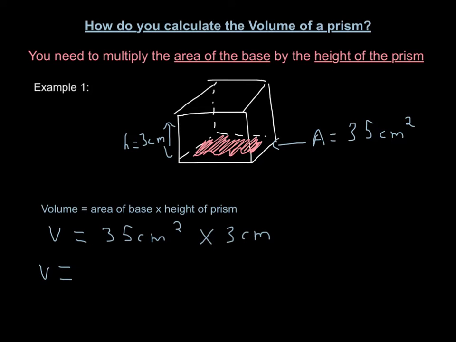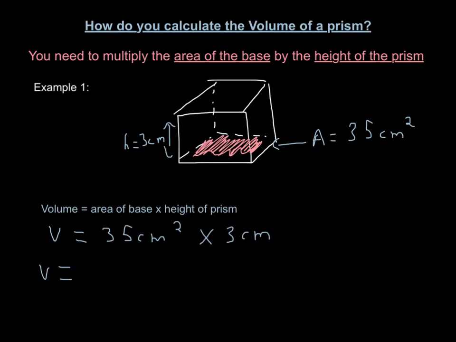So now we're going to look at how to calculate the volume of a prism. Well, there's not a complicated formula to this. It's simply just you need to multiply the area of the base by the height of the prism. Okay, so when we look at this, we're definitely all about that base first. Here our base is 35 centimeters squared and our height is 3 centimeters. It's given to us already.